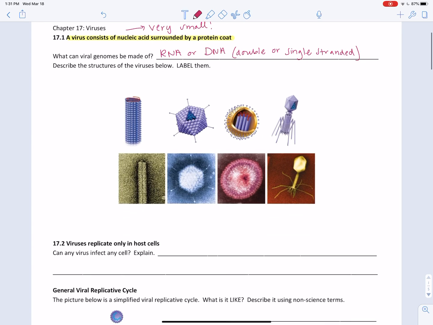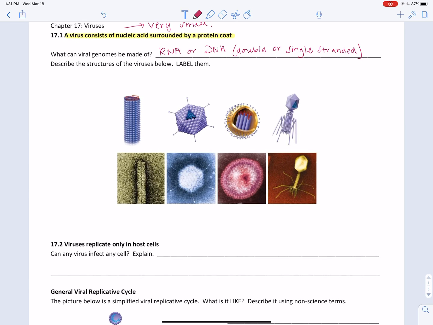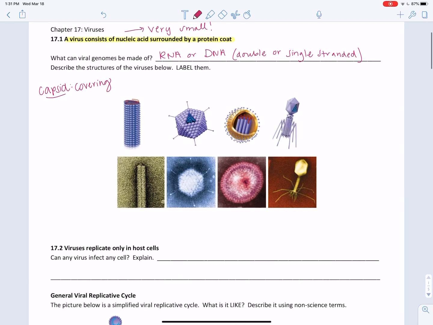So there's a couple different types, and we often label them based on their capsid. So the capsid is like the covering, and it's often made of protein. So in this first one, the tobacco mosaic virus, we say that it has a helical capsid, and that's because you see its proteins are arranged in this helical shape.